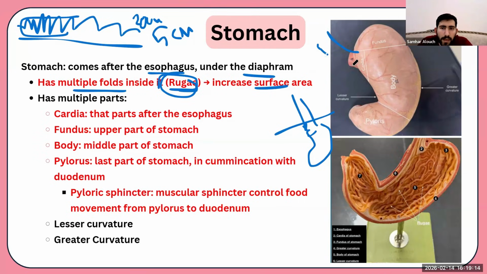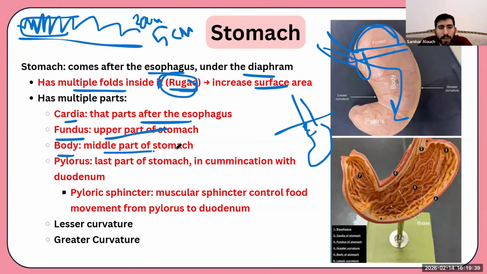The esophagus came here and it met the stomach. The first part after the esophagus meeting is the cardia. Just memorize this. It's just called cardia, the part after the esophagus. The upper part, which is usually full of gas, because the food will go here and by gravity it will go down. If the stomach is not full, the upper part is the one full of gas and it's called fundus. Fundus is the upper part of the stomach and it's full of gas.